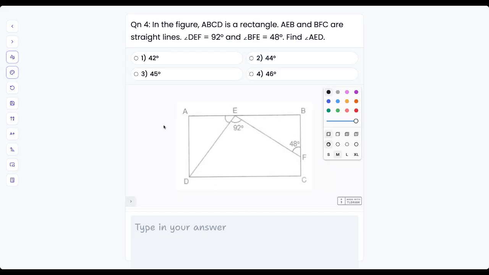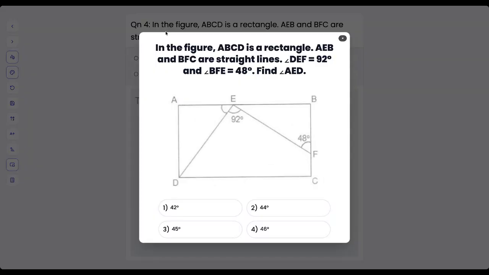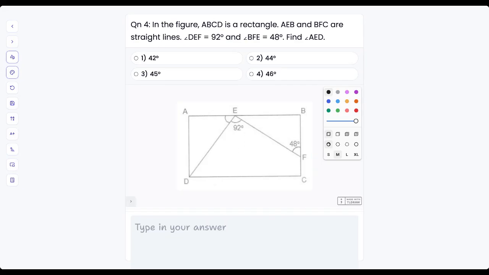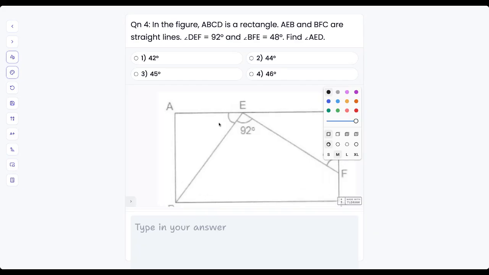Question number 4. In the figure, ABCD is a rectangle. AEB and BFC are straight lines. DEF is 92 degrees and BFE is 48 degrees. Find AED. In the figure, this is a whole rectangle. We want to find this angle. So I'm going to draw it out. Okay, make it red. So this is what we are looking for.